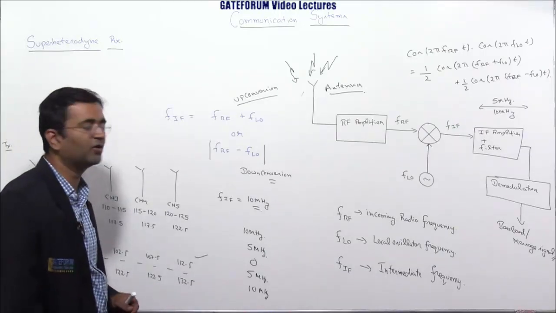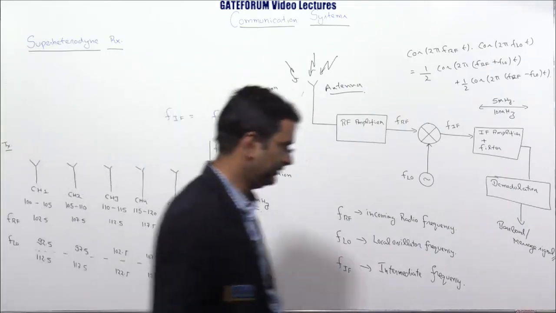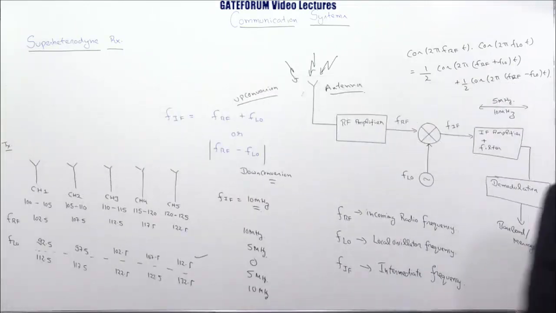Now at the demodulator output you will get nothing but the interfered message signal. This is a problem, and this problem needs to be avoided. And how to avoid this problem? Let us see this. This problem is called the problem of image, the image frequencies or the image signal occurring in the receiving chain.